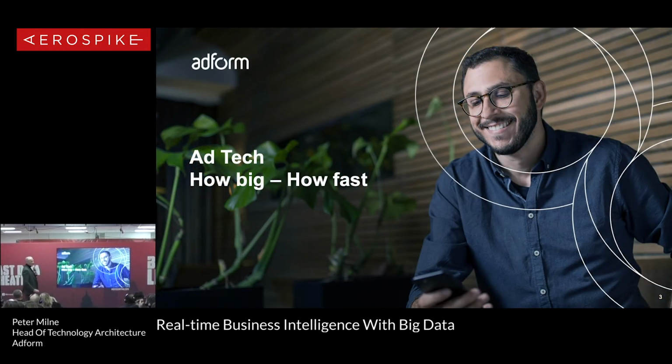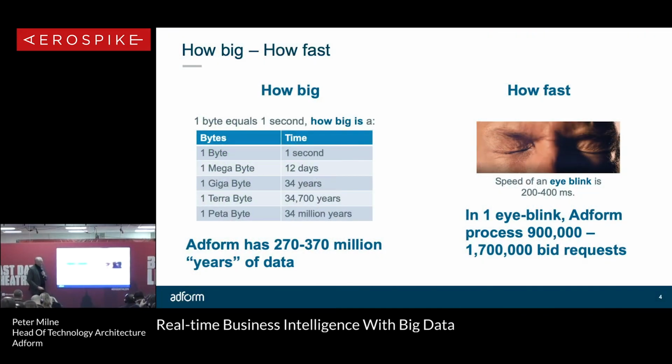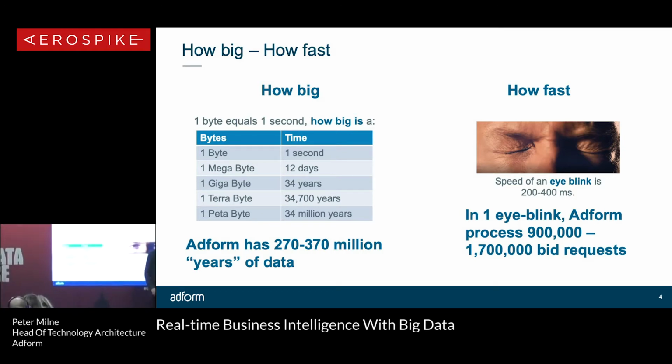So how big and how fast is ad tech? When you talk to your mother about what you do, how do you explain to her what it is you do? There's a generational gap there. It's a concept people don't understand, so you want to give people a frame of reference to talk about how big and how fast. So if we talk about bytes, if 1 byte is equal to 1 second, a petabyte is 34 million years.